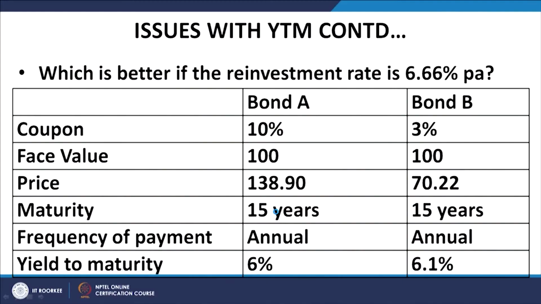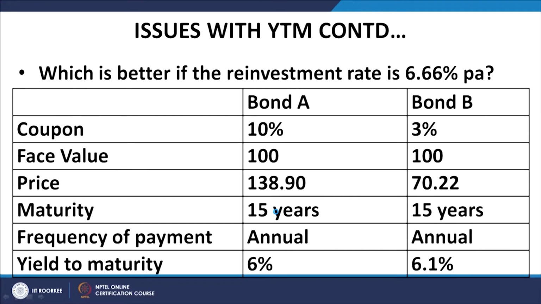Let us see it with an example. Here is an example where we have two bonds A and B. The reinvestment rate is given as 6.66%. The coupon on bond A is 10%, the coupon on bond B is 3%. The face value of both the bonds is 100. The current market price of bond A is 138.90 and that of bond B is 70.22. The maturity of both the bonds is 15 years.